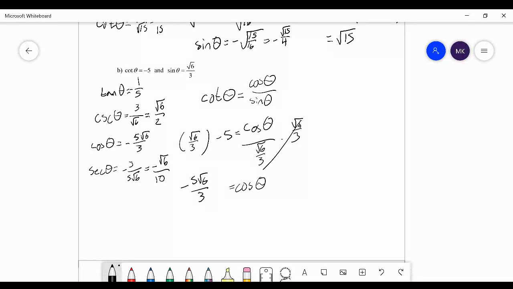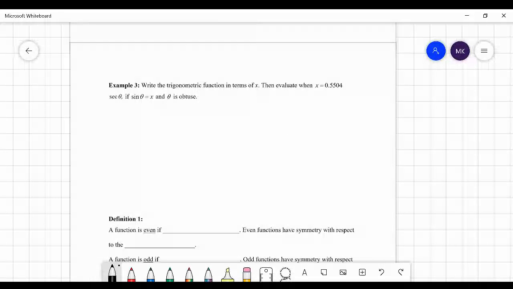Hopefully it's something that we can be comfortable with and get some practice using, and we'll definitely get practice in the homework doing these types of problems and simplifying things.